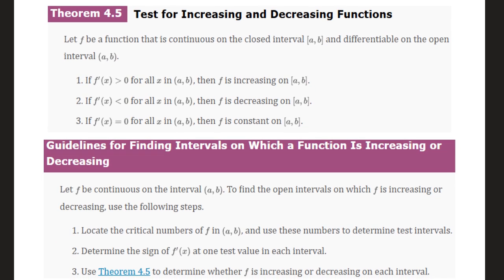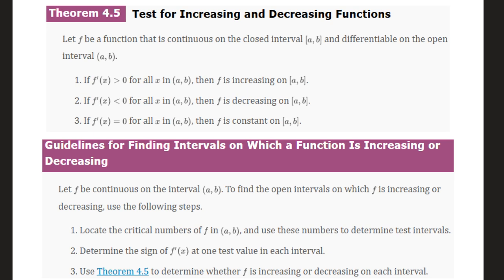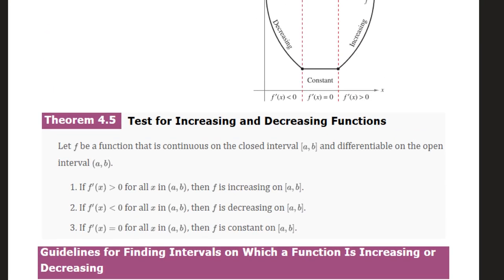Let's look at theorem 4.5. This is testing for increasing and decreasing functions. Let f be a function that's continuous on the closed interval a to b and differentiable on the open interval a b. Number one, if f prime of x is positive for all x in the interval, then the function is increasing on the interval. If your first derivative is negative for all the x's in an interval, then your function is decreasing on that interval. And finally, if your derivative is 0 for all the x's in the interval, then f is constant on that interval.